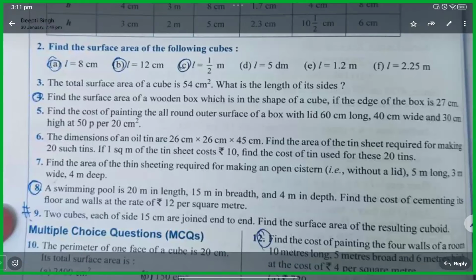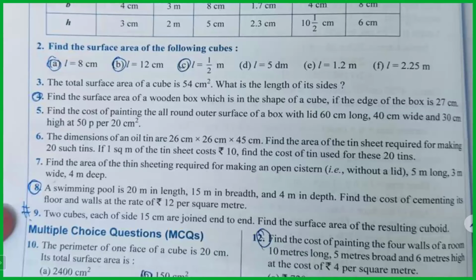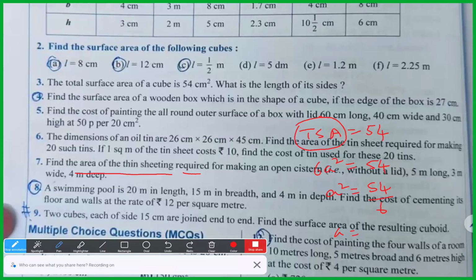So the third one: the total surface area of a cube is 54 centimeters square. What is the length of its side? TSA is 54, and the TSA of a cube is 6a square. So 6a square is equal to 54. A square is equal to 54 by 6, which is 9. So a will be the square root of 9, which is 3 centimeters.